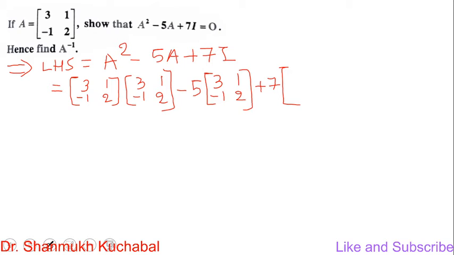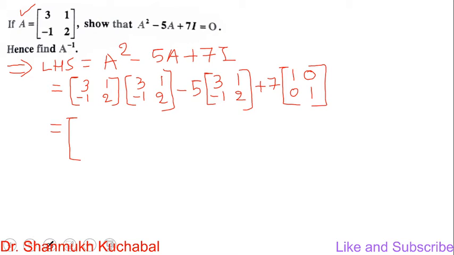The order is as that of matrix A. Here we observe that matrix A is a 2 cross 2 matrix. So it is a square matrix of order 2. Here also we have to take the identity matrix of order 2. So we get 1 0 0 1. So further matrix multiplication we have to do.